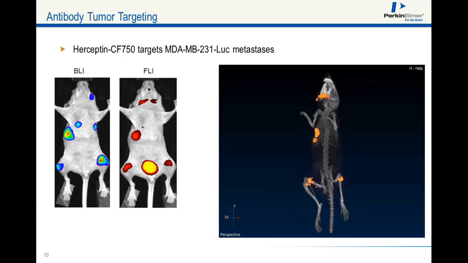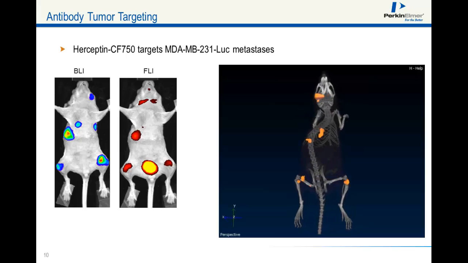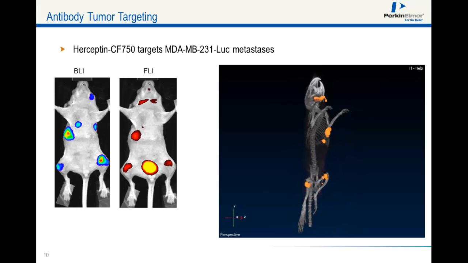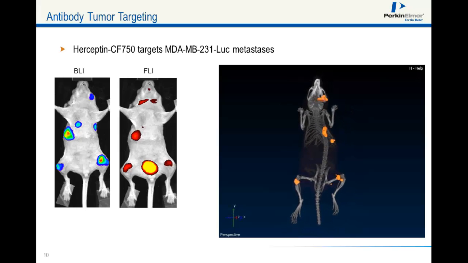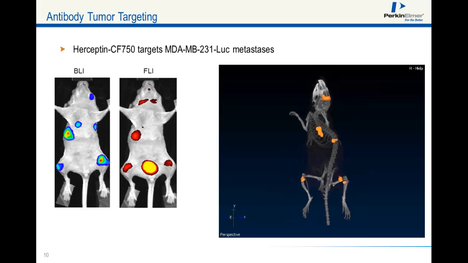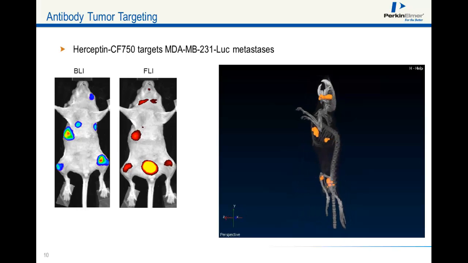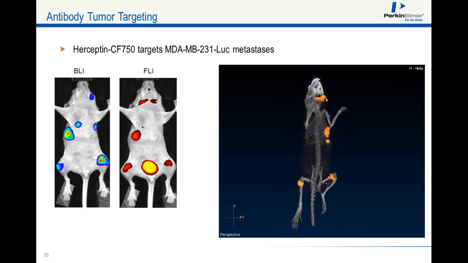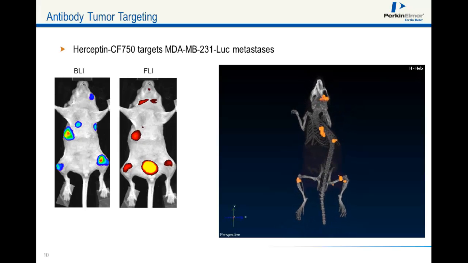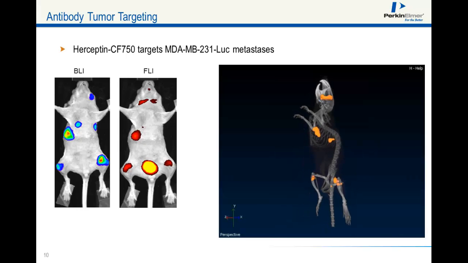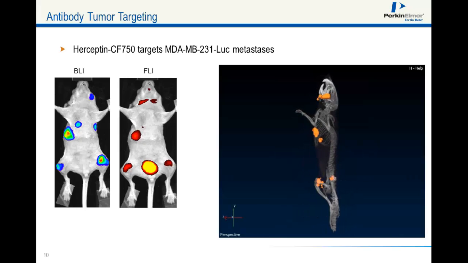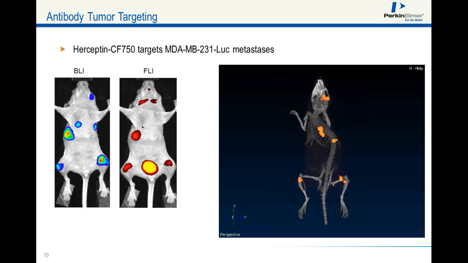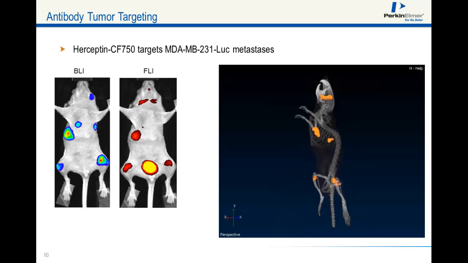MDA-MB-231 cells were implanted by intracardiac injection in nude mice. Multiple metastases, including bone mets, were formed a few weeks post-implantation of cells. The image on the left shows the bioluminescent signal. Herceptin conjugated to XenoLight 750 was injected intravenously, and the fluorescence image shown on the right was taken 24 hours post-injection. The antibody conjugated to the dye shows great targeting to the metastatic sites.